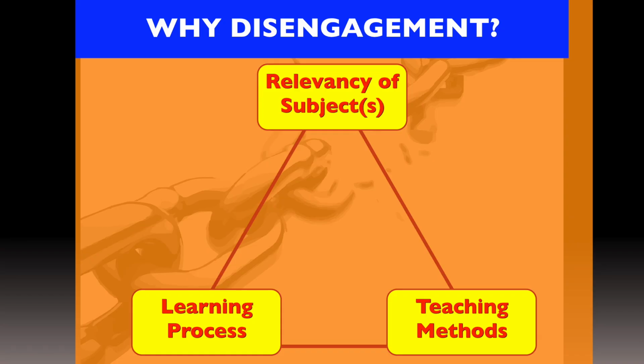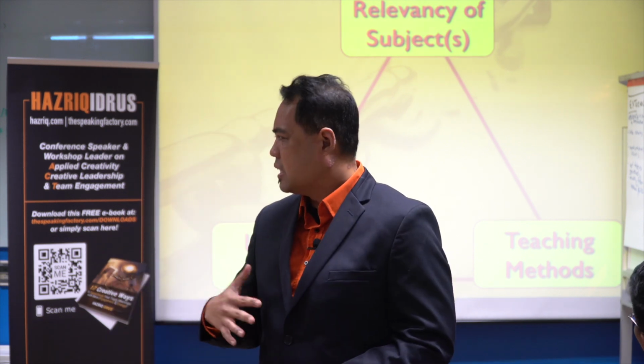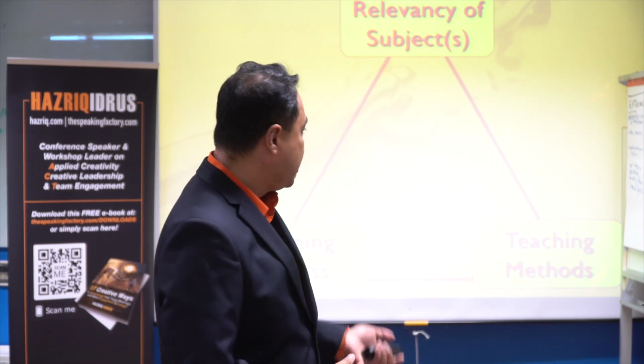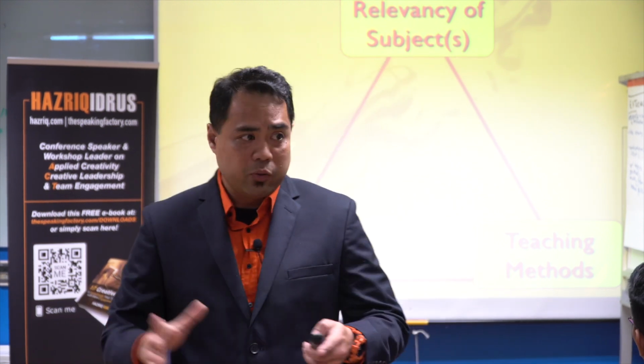The reason students get disengaged, based on studies, comes down to three factors. Number one, the relevancy of subjects. If they don't know why they learn a subject, they lose interest. Number two is the learning process, because different students have different learning needs, so we need to cater to that. Once we meet that point, they will start to understand the whole thing better. And of course, our teaching method, because different students need to be approached differently. We're going to cover these three in today's short period of time together.